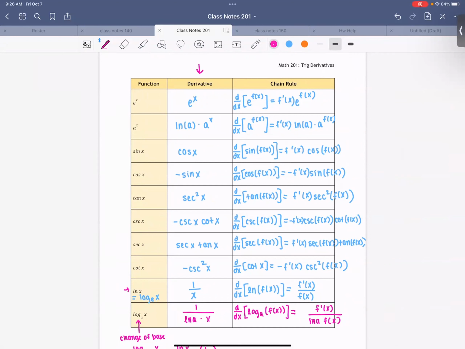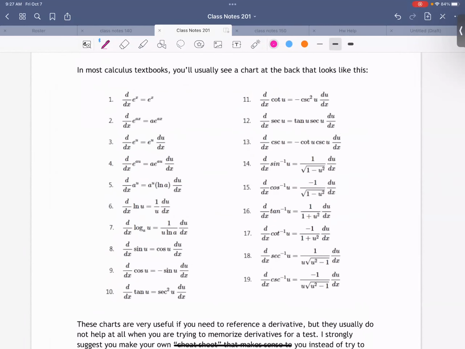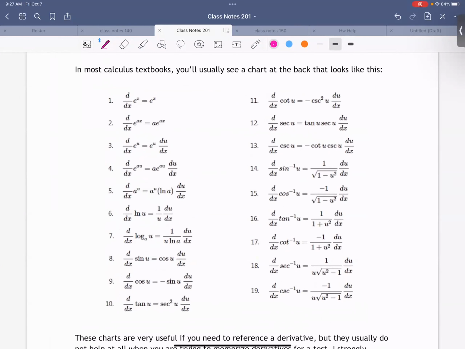Does anyone know where to find this chart? Okay, yeah, it's on the back. It's also in your textbook. So this whole chart is in your textbook. If you go to the index page, there's a huge chart that tells you all the derivatives of everything and even what the chain rule looks like. And it looks like this. It's not from the textbook, but it looks something like this.